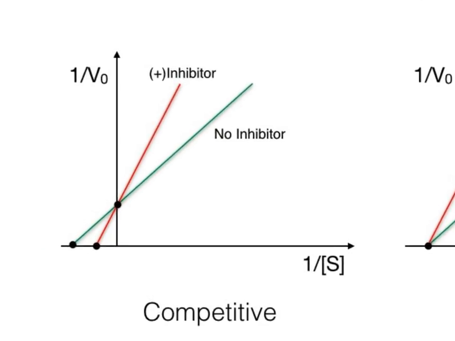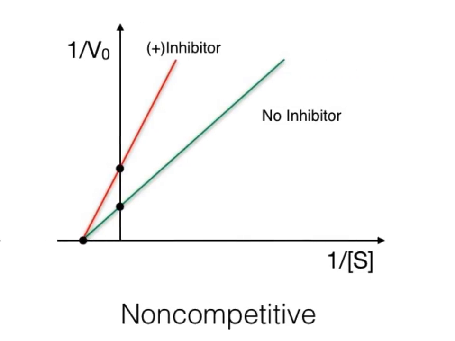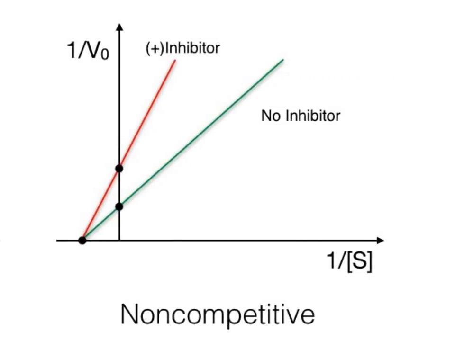So in competitive inhibition, without the inhibitor and in the presence of the inhibitor, both lines have a common y-intercept, which means that the Vmax is unchanged. On the other hand, in non-competitive, those two lines have a common y-intercept, which means that, let me correct, those two lines have a common x-intercept, which means that the Km is unchanged.